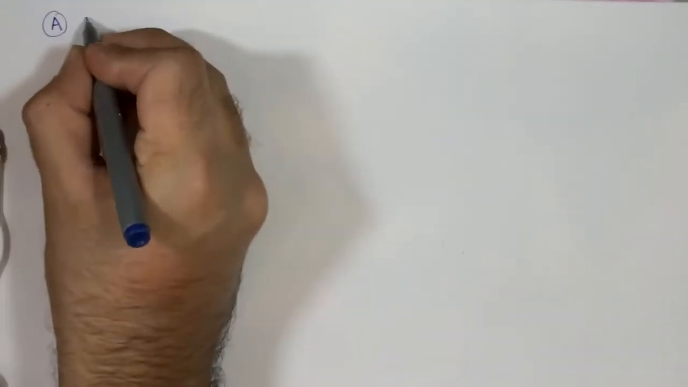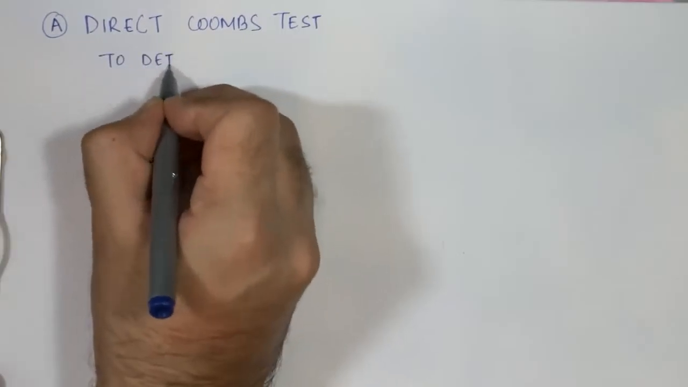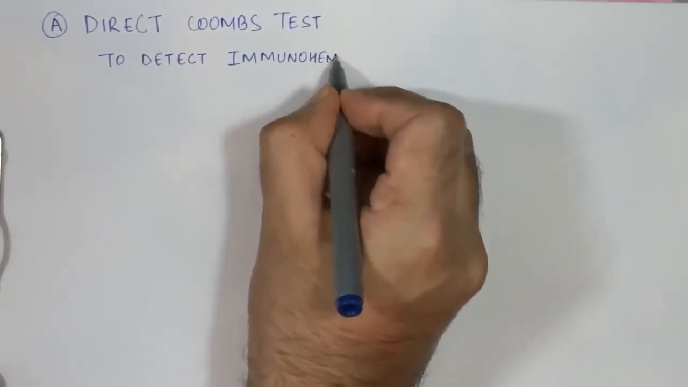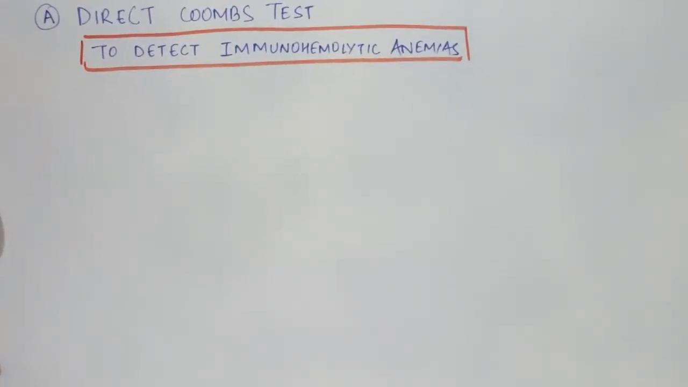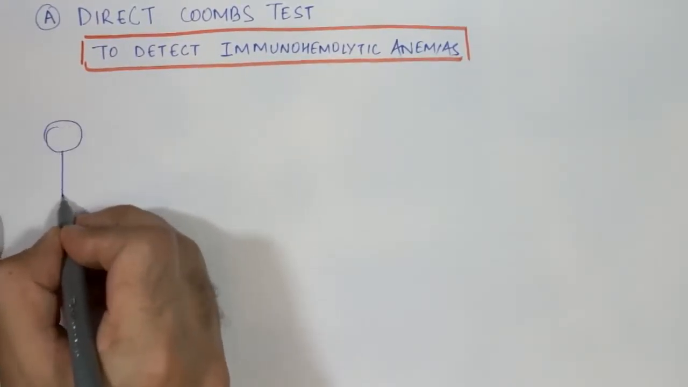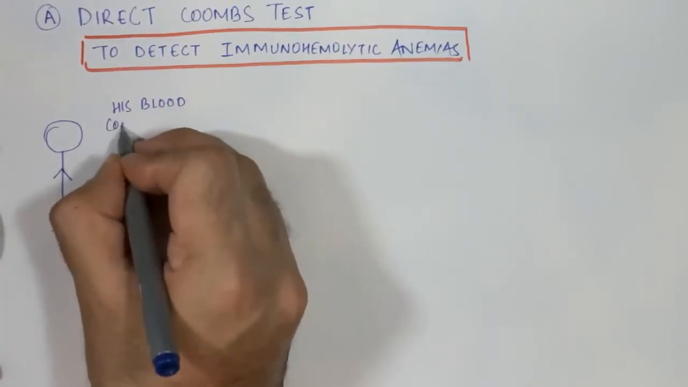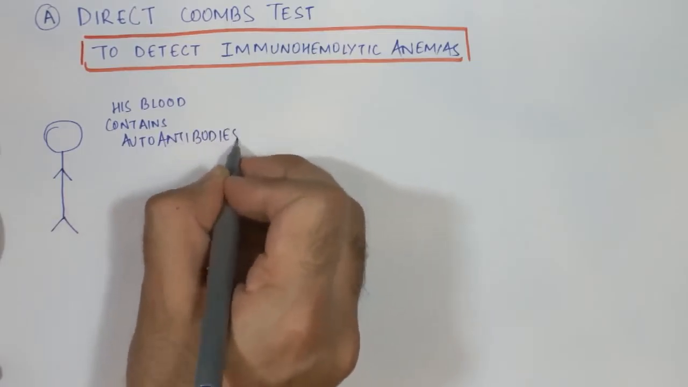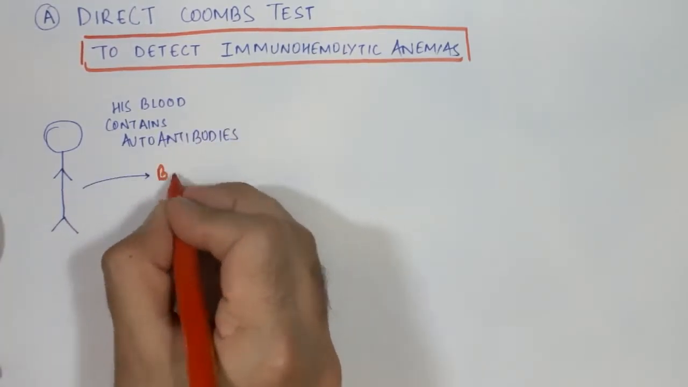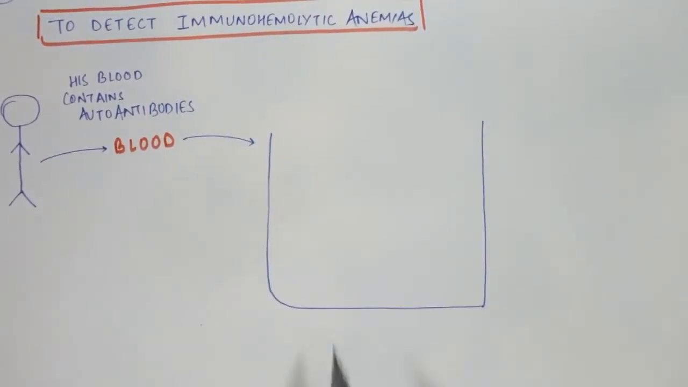Let's first talk about the direct Coombs test. And out of the two types of the Coombs test, this is the one which is used to detect the immunohemolytic anemias. So let's suppose this is a human which has immunohemolytic anemia, and his blood contains autoantibodies which are directed against his RBCs. So what we do is we take the blood sample from this patient and we put that blood into a test tube or a beaker.